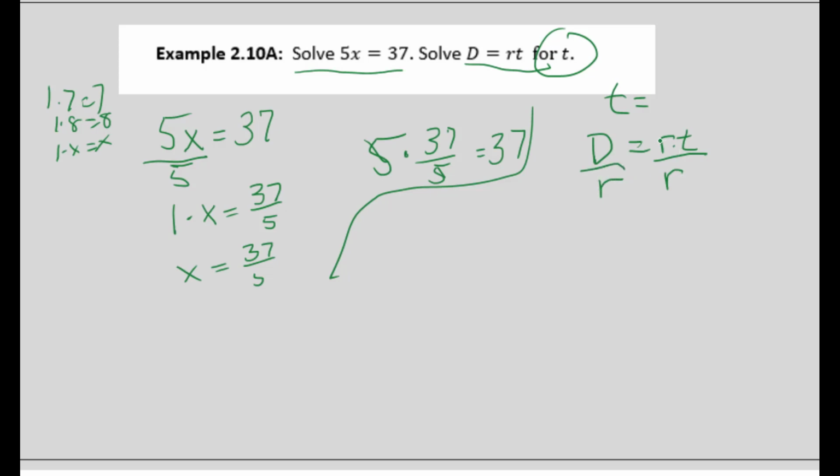What is r divided by r? Well, in any equation, it's the same number. So it's 1. Just another form of 1. So t equals d divided by r. Or time equals distance divided by the rate at which you're traveling.